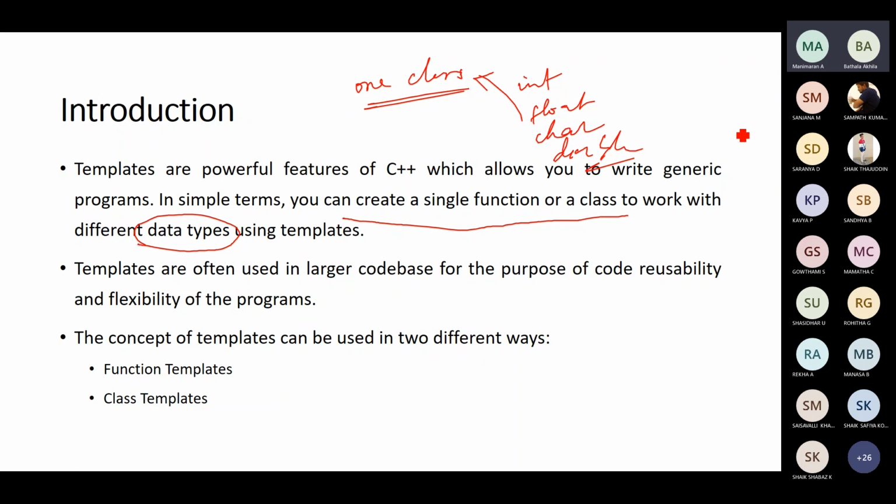So this is called a template. Template in the sense we are going to create one function or one class. After creating that one, we can fit with any kind of data type. That is called a template. Okay. So there are two types. One is template class, another one is template function, or else function template or class template.